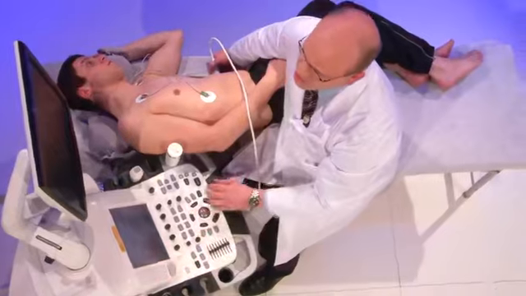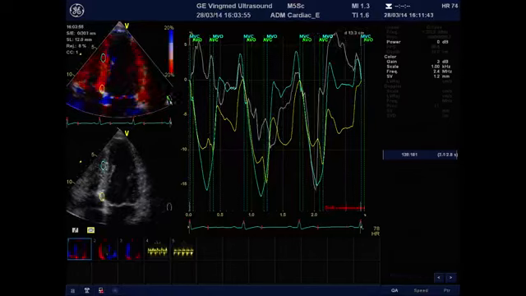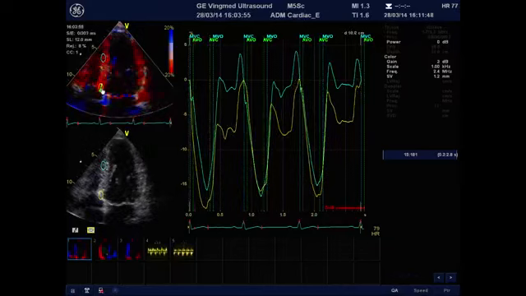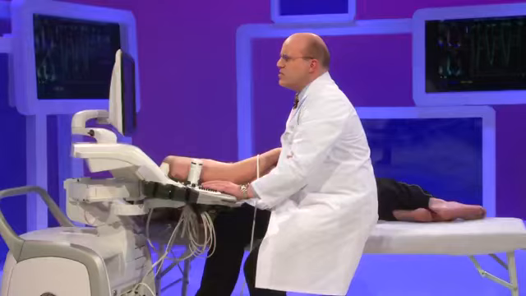The last parameter we can calculate from our tissue Doppler data is strain. Strain is the integral of strain rate, and it shows us the deformation of the myocardium. As you can see here, I just have to press a button and we get the strain curves instead of the strain rate curves. Also here, you see that the strain curves have no relevant gradient between the apex and the base. They look pretty much the same.